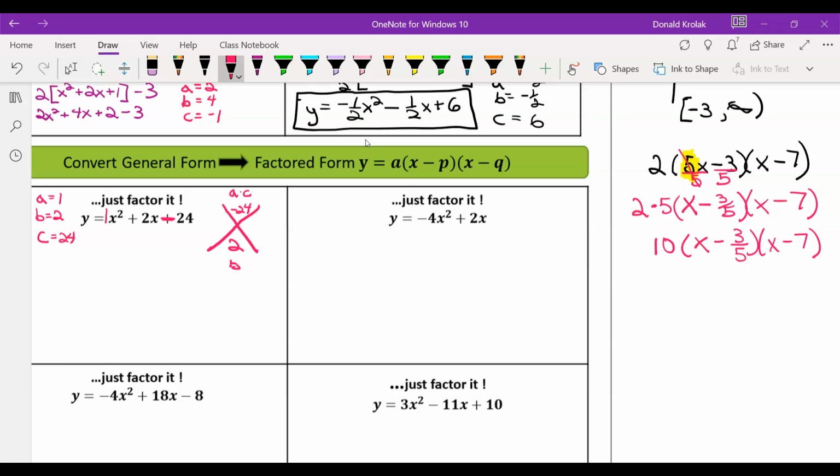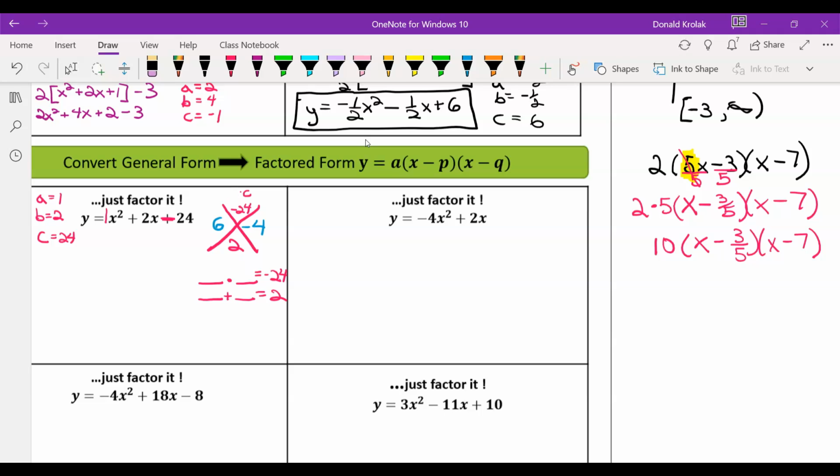Okay, so what I'm looking for is a pair of numbers that when I multiply them, I get negative 20. And when I add the same two numbers, I get positive 2. 6 and 4, and one of them's got to be negative. So 6, 4, and I got to make the 4 negative, so when I add them, I get the 2.